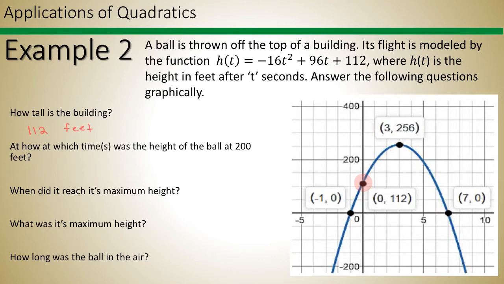Next question, at which time was the height of the ball at 200 feet? Okay, so when was the ball 200 feet? That would be right here. And it looks like we're being scaled by 1, so it's after 1 second. The height of the ball is 200 feet.